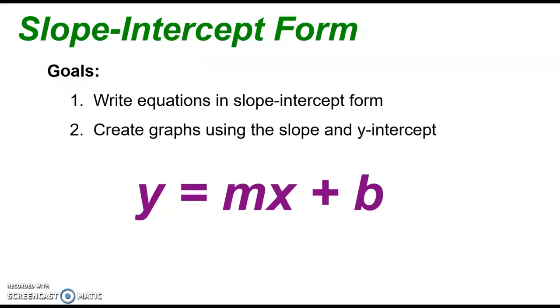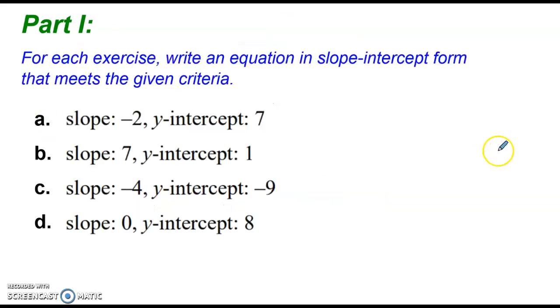So I just want to go through maybe like 3 examples with you real quick. Just take 5 minutes so that you have an idea of where we're going with this today. This first part is really simple. It says for each exercise, write an equation in slope-intercept form that meets the given criteria. They tell us that the slope is -2, and they tell us that the y-intercept is 7.